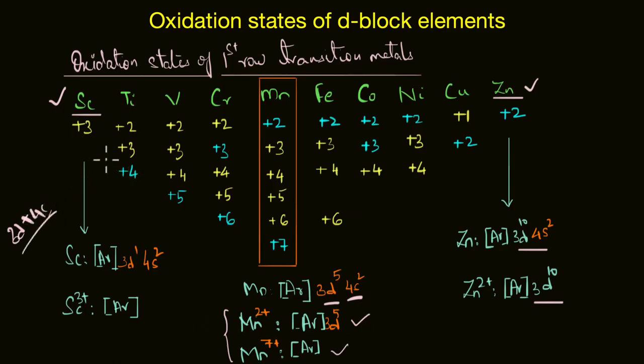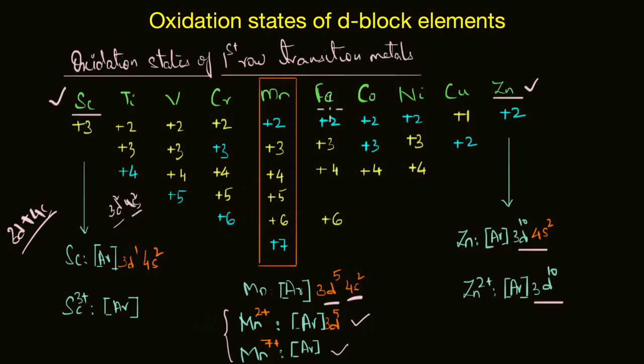Like in the case of titanium, the outer electronic configuration is 3d2 4s2, right? And that is why the maximum oxidation state corresponds to the sum of the 4s and 3d electrons. Similarly, in the case of vanadium, chromium and manganese, the highest oxidation state corresponds to the sum of the electrons present in both of these orbitals.